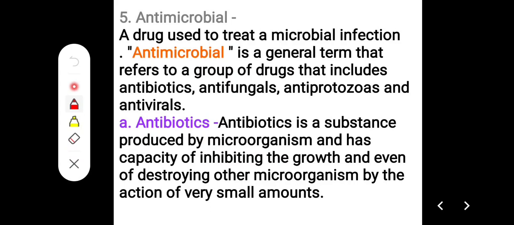They are humans, right? Similar things. Antibiotics is a substance produced by microorganisms, that is, the source of antibiotics is microorganisms, and it has the capacity of inhibiting the growth and even destroying other microorganisms by the action of a very small amount. So what is the definition? The source is microorganisms, but they have the capacity of inhibiting or destroying other microorganisms by using a small amount of antibiotics, okay.